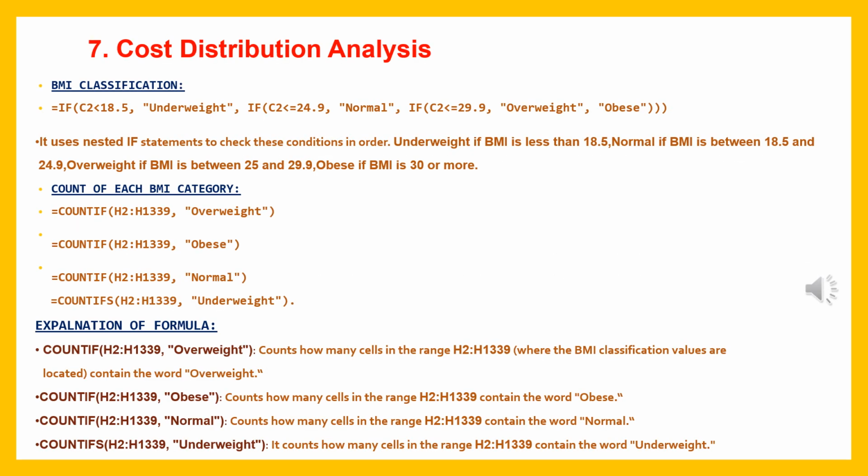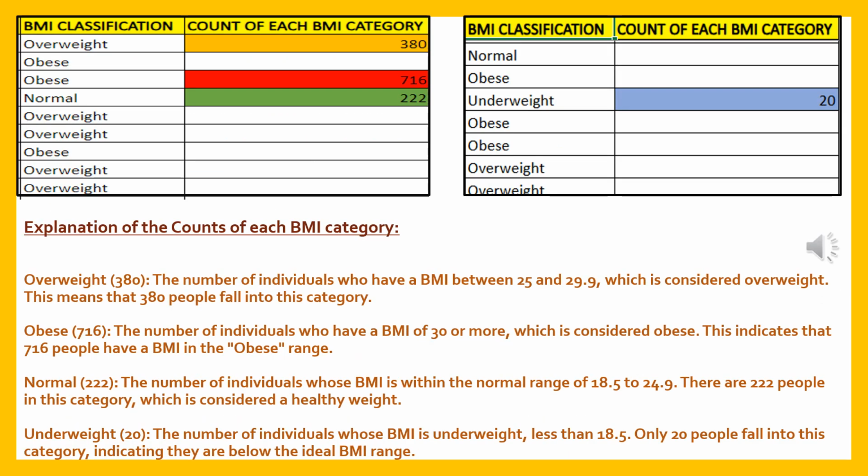So for classifying BMI categories, I have used a nested IF function which will classify each category, and for counting each category, I have used the COUNTIF function. So this is the BMI classification and count of each BMI category. The categories are overweight, obese, normal, and underweight, and the counts are: overweight is 380, obese is 716, normal is 222, and underweight is 20.